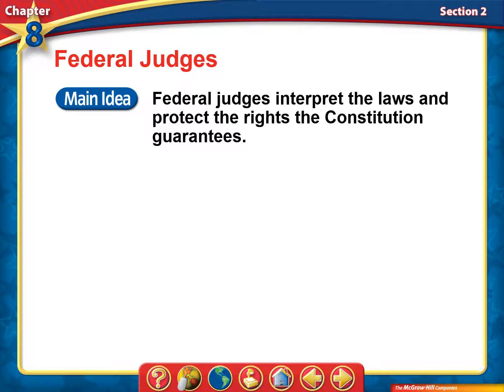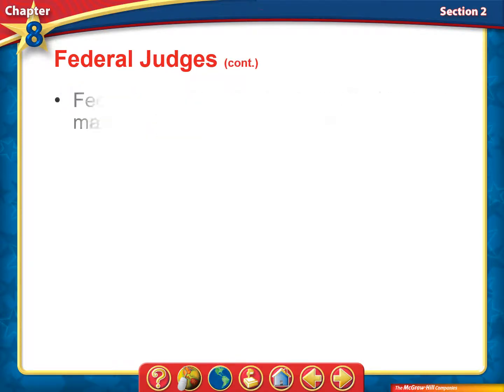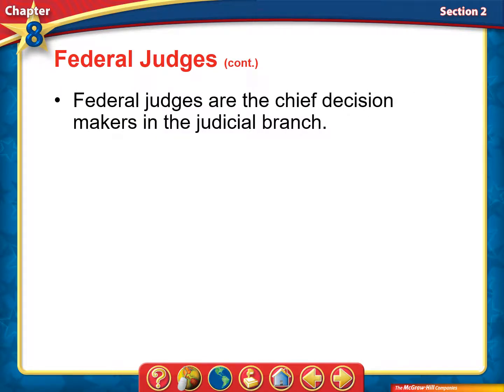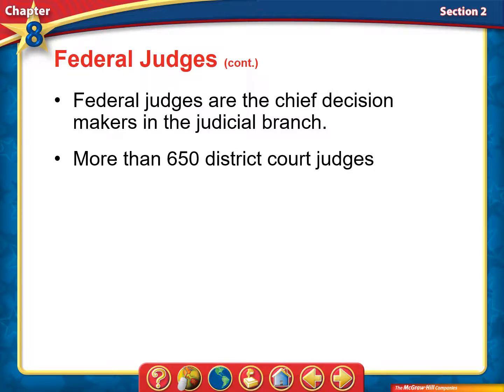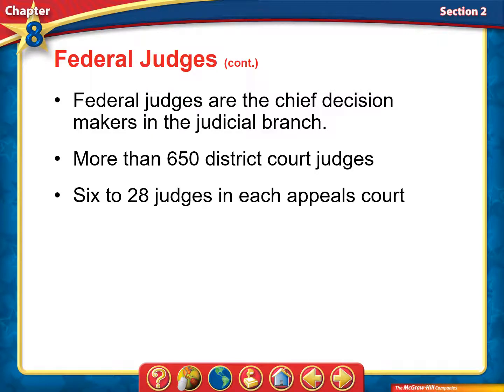So, federal judges, what do they do? It is their job to interpret the laws and ultimately protect the Constitution. And so these are the chief decision makers in the judicial branch. There are 650 district court judges. In every appeals court, now there's only 12 appeals courts in the entire country, but in every one there's going to be anywhere from 6 to 28 different judges hearing this case. Here's the big one. In the United States Supreme Court, there are only 9.